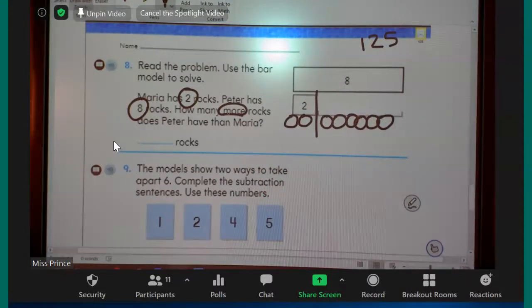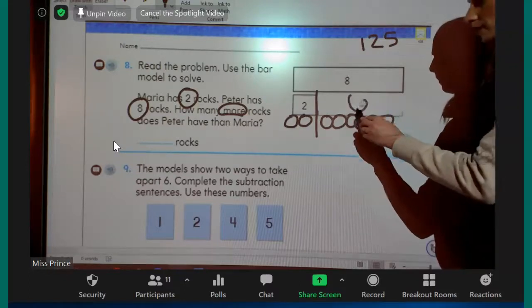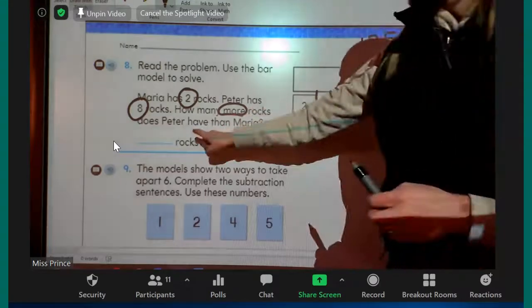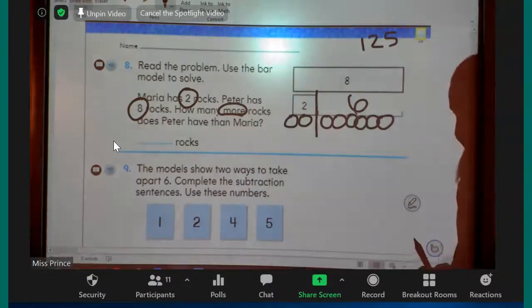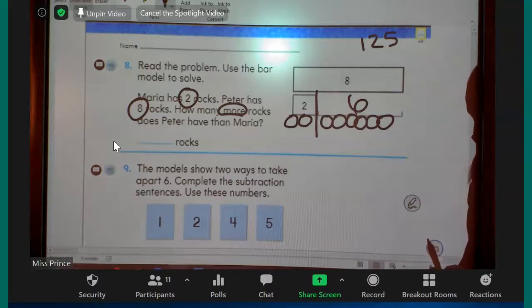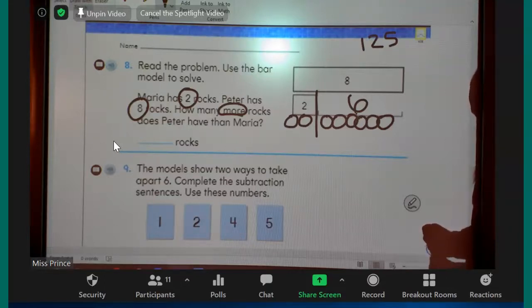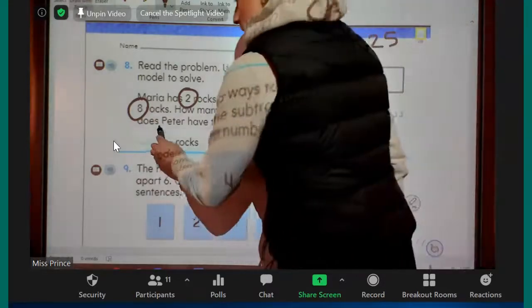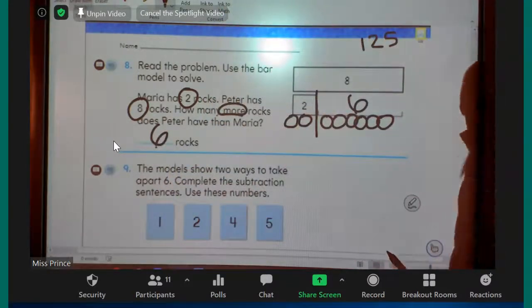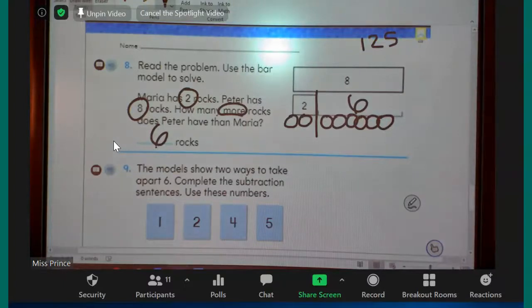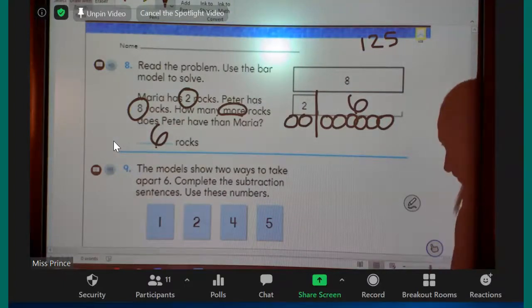1, 2, 3, 4, 5, 6. Good job. So, Peter has how many more rocks? What was our mystery number, Jose? 6. So Peter has 6 more. Make sure you guys are filling this out in your book. This is going to help you when you take your test.